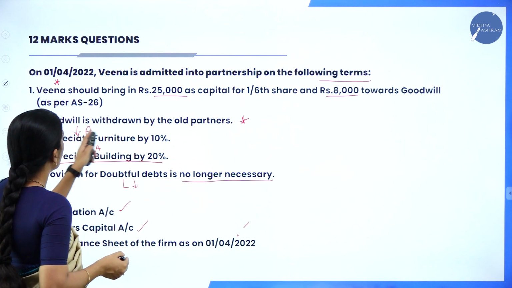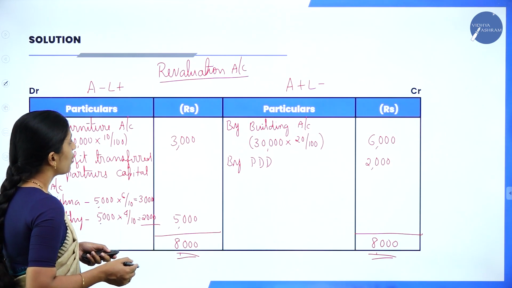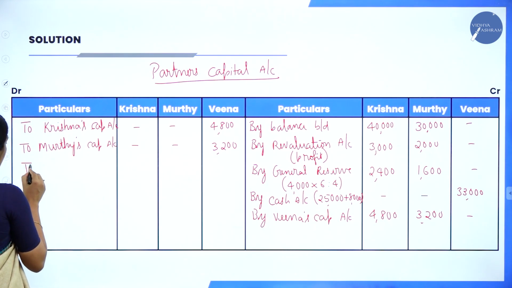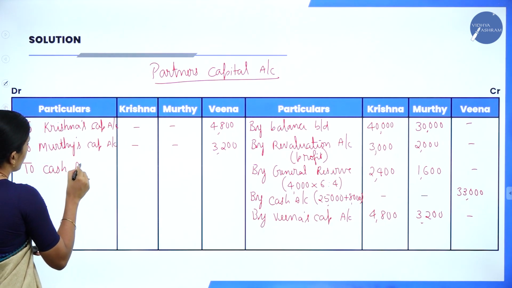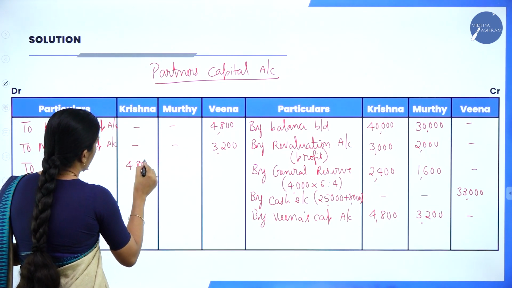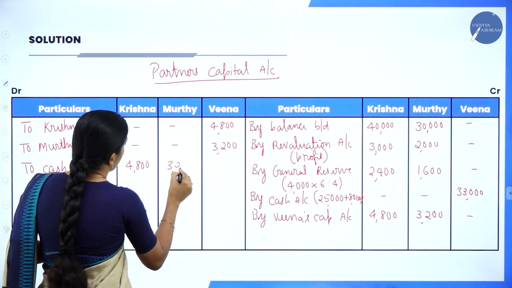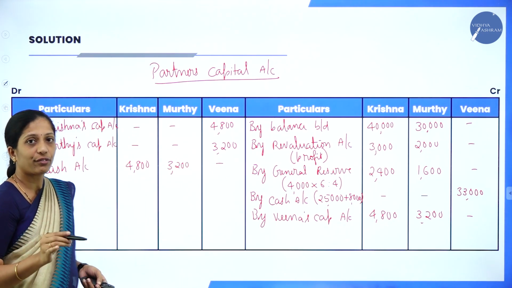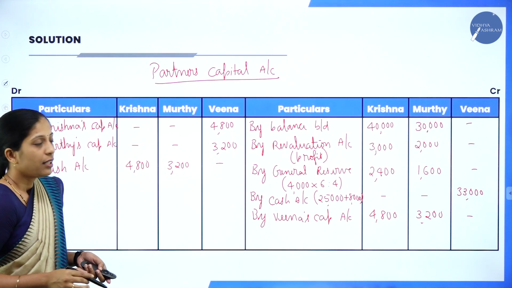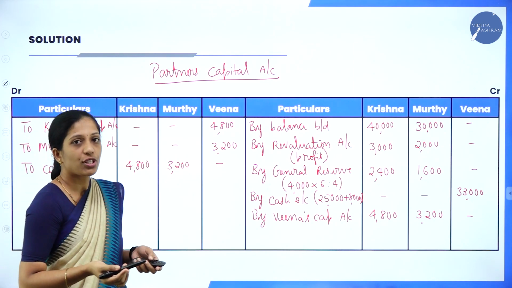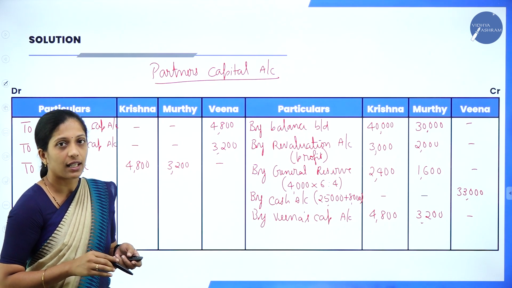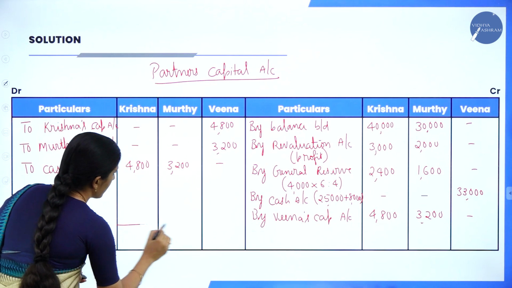Next what we have, goodwill is withdrawn by the old partners. So how do you write? When goodwill is withdrawn, to cash account. So this is goodwill withdrawn. So how much each partner have withdrawn their respective goodwill? 4,800 and 3,200. If they give half of the goodwill is withdrawn, then you have to take half of the amount. Okay. So hope you are clear. So we are done with this. No other adjustment. So balance both the side. Balancing figure will be carried down and it has to be taken in the balance sheet. Okay. So we shall balance both the side.